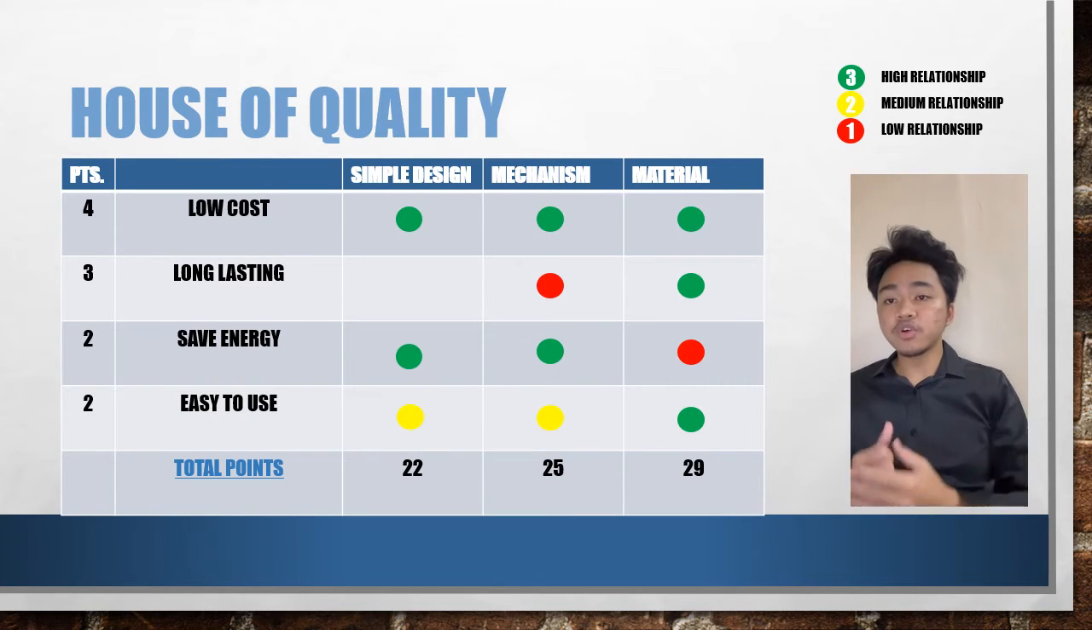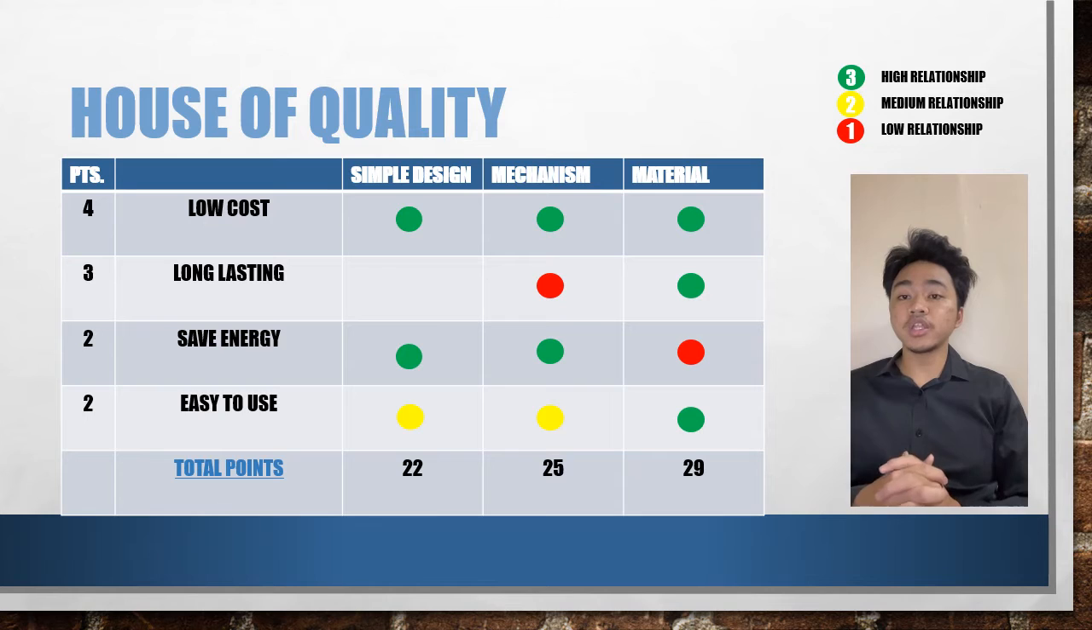Move on to the house of quality. For this part, we need to see what to prioritize for our product, whether it is material, mechanism, or simple design. As you can see on the screen, we put low cost at the top of the table with 4 points because it fulfills the customer requirement, and at the bottom of it, we put long lasting with 3 points, and both sharing points at the bottom, which are save energy and easy to use with 2 points.